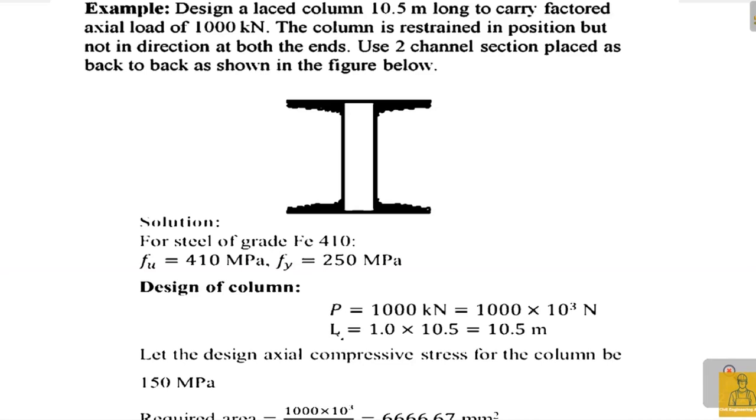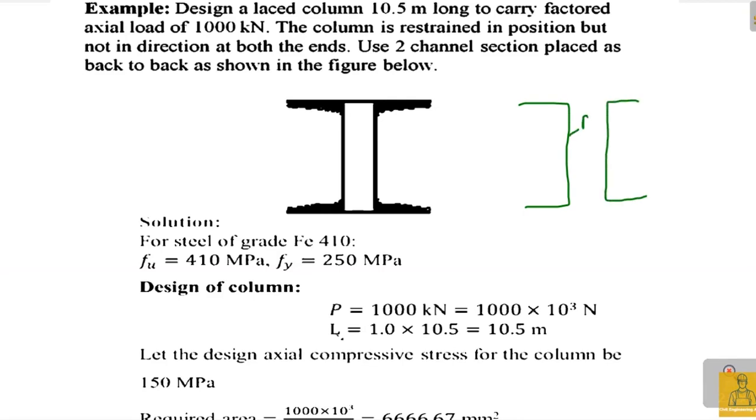Design a laced column 10.5 meter long to carry factored axial load of 1000 kilonewton. The column is restrained in position but not in direction at both the ends, that is hinged. Use two channel sections placed back to back as shown in this figure. See, these are two channel sections as given in this figure.